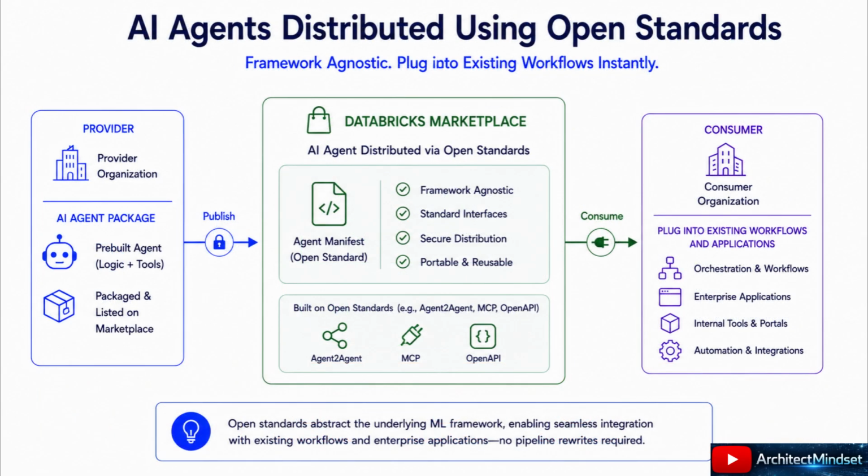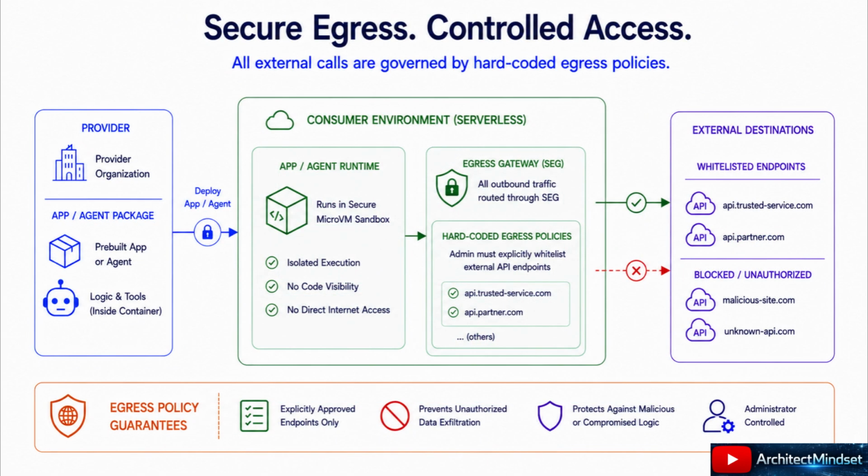AI agents are distributed using open standards that abstract the underlying machine learning framework. Consumers can immediately plug marketplace agents into their existing workflows or enterprise applications without rewriting the integration pipelines. Any network calls the app or agent attempts to make outside the local environment are routed through hard-coded egress policies. Administrators must explicitly whitelist external API endpoints, preventing unauthorized data exfiltration from malicious or compromised logic.